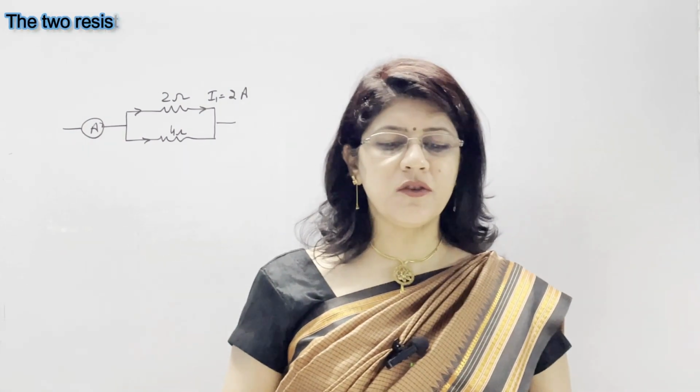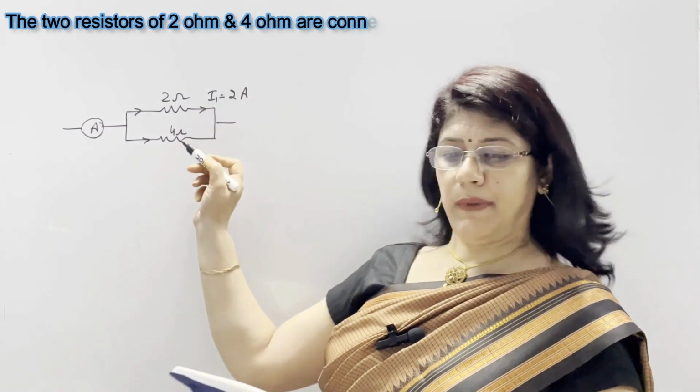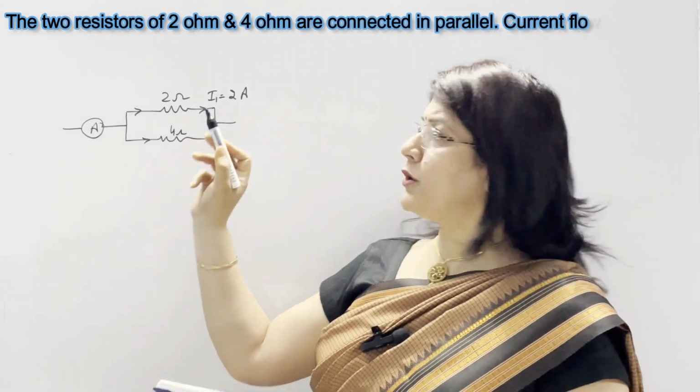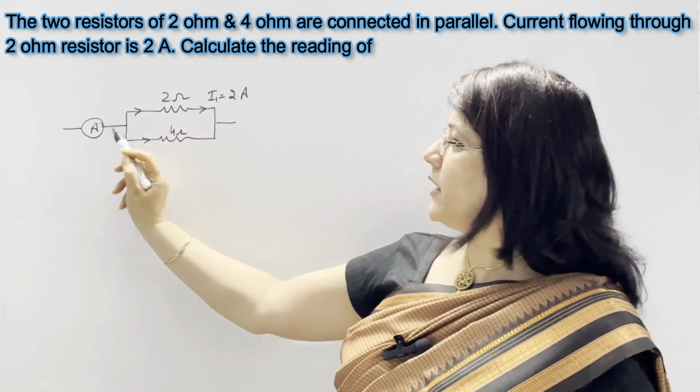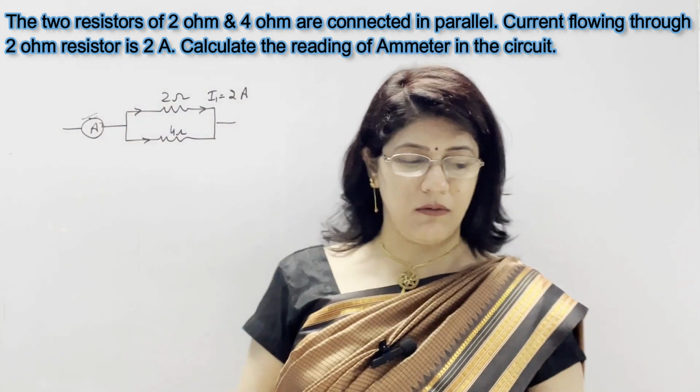Now one question from MCQ point of view, or you can say a two marker question. Two resistors, 2 ohm and 4 ohm, are connected in parallel. The current flowing through the 2 ohm resistor is 2 ampere. Now we need to calculate the reading of this ammeter here.